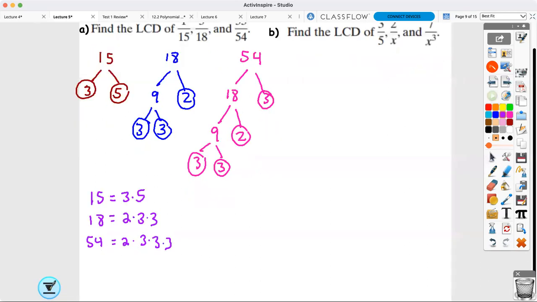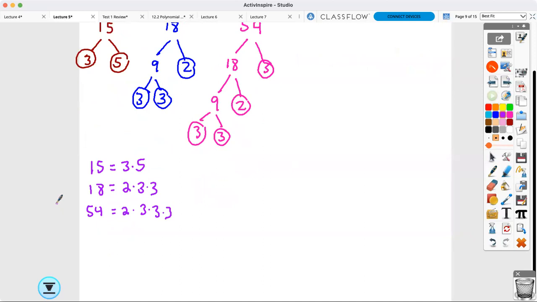Now remember, our goal is to circle each different prime factor, whichever one comes out the most. So let's look at the smallest one first, 2. There's 1, 2 with 18, 1, 2 with 54. Question, does it matter which 2 we circle, yes or no? No, it does not. So I'm gonna go ahead and circle this one right here. I'm gonna switch up my color real quick. I'm gonna circle this middle 2. Now we have a 2 circled.